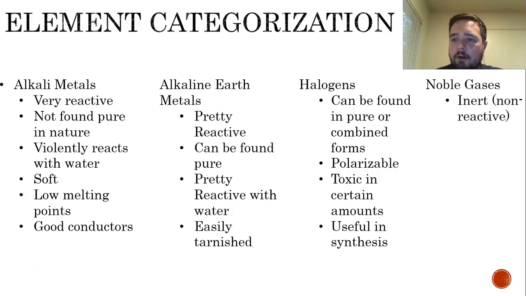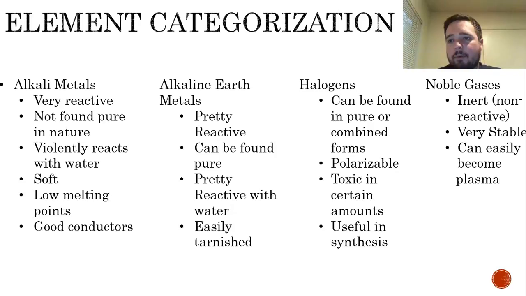Noble gases, they're inert, non-reactive, very, very stable because they don't want to react with anything. They can easily become plasma, like, for example, neon signs. You pass an electrical current through it. As long as it's all neon in there, it'll quickly flow their electrons and allow big, bright light to occur. So they very easily become plasmas.